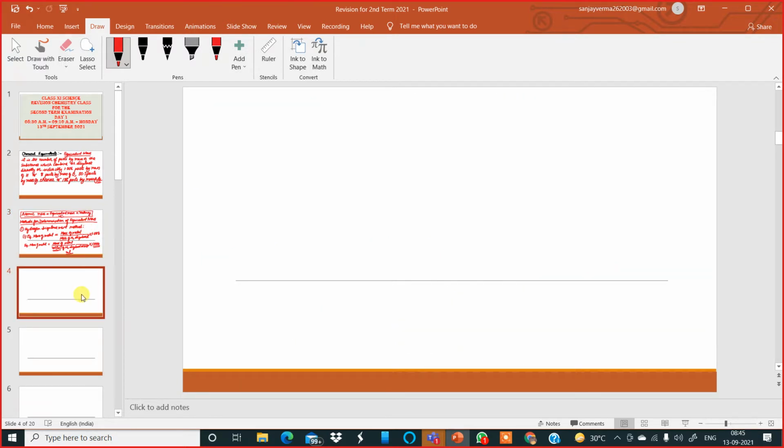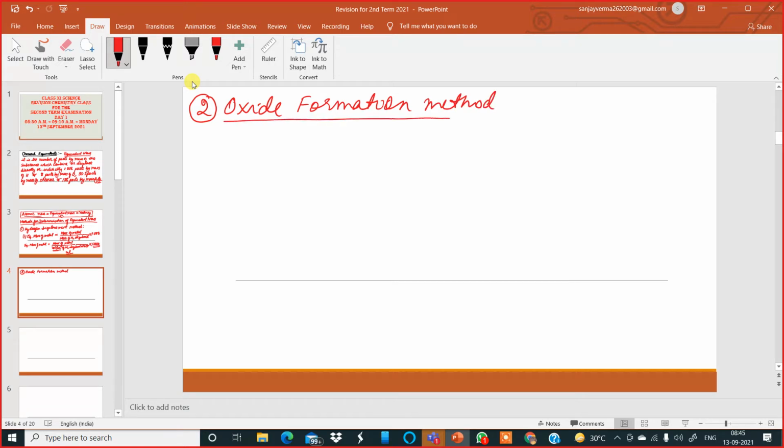Now that was number one. The second method for the determination of equivalent mass is called oxide formation method. Suppose magnesium is burnt in oxygen, it forms magnesium oxide. So by this reaction, you can get the equivalent mass of the metal, magnesium.